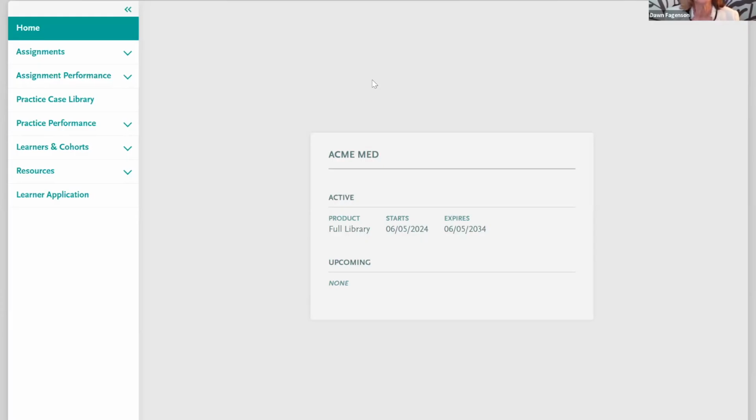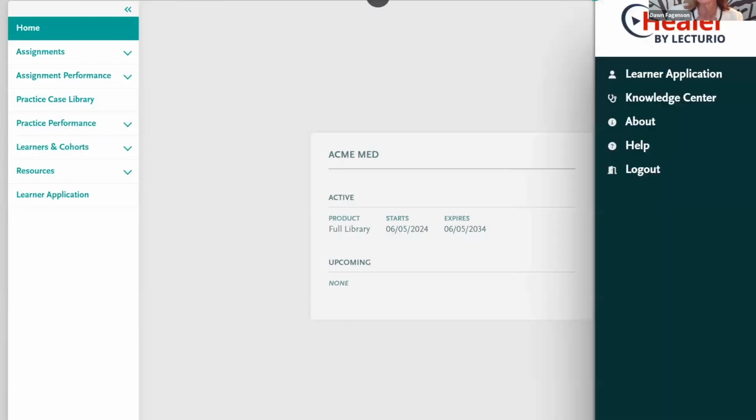Some of you may already have Lecturio, so Healer can be an add-on to Lecturio, or Healer can be a standalone. What I want to do today is take you through the Educator portal for Healer, and then I'm going to turn it over to Dr. Stefanovsky, and he's going to go through a case with you through the learner application. I like to always go back to where Healer came from, where this all came from, and who is behind the scenes. So I like to start with the about section.